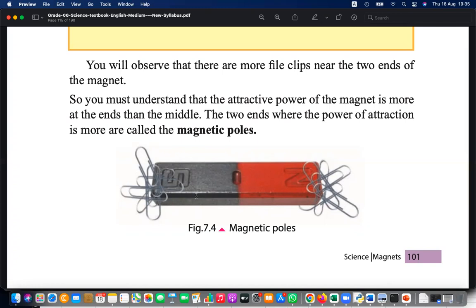Okay. Let's say you are taking two bar magnets. Then you are making these bar magnets closer. You try to join the south pole and north pole of the other, and the north pole and south pole of the other. Likewise, you make these poles closer. So I'm asking, which poles will attract, which poles will not attract?